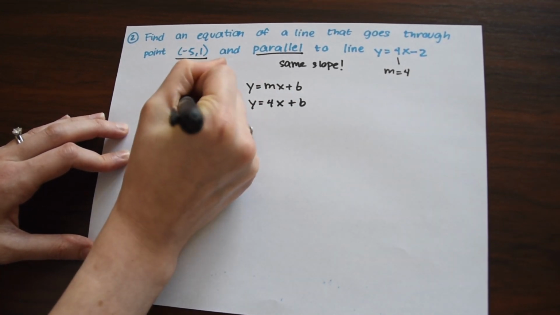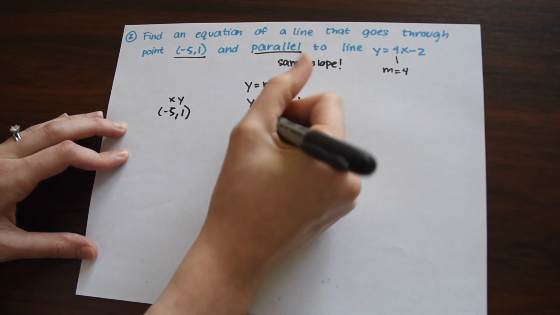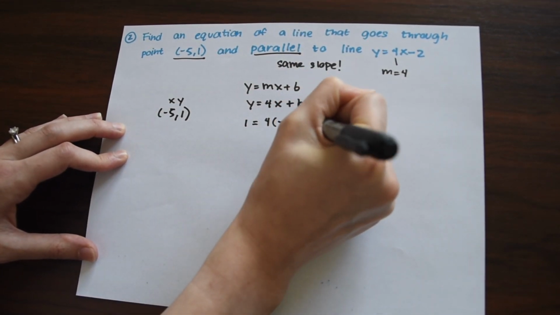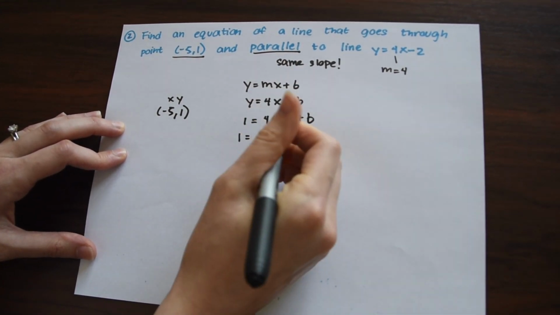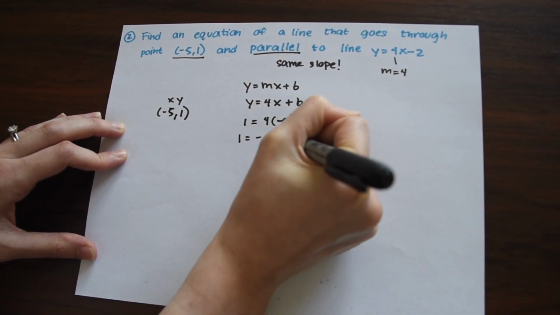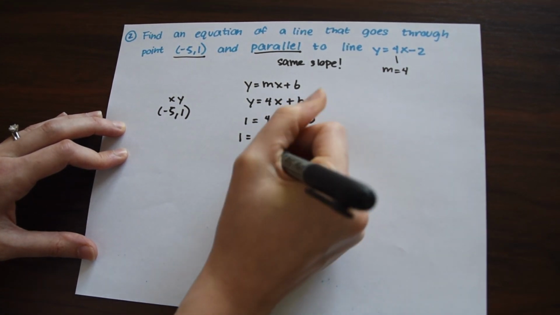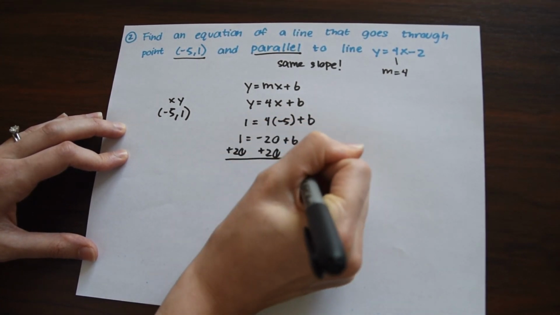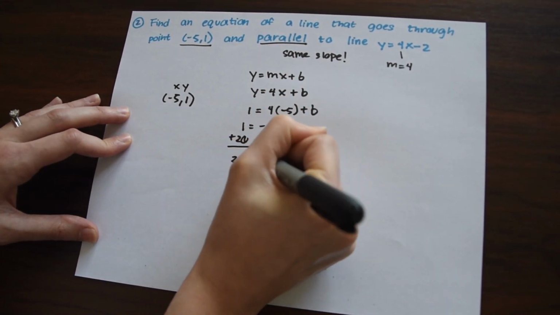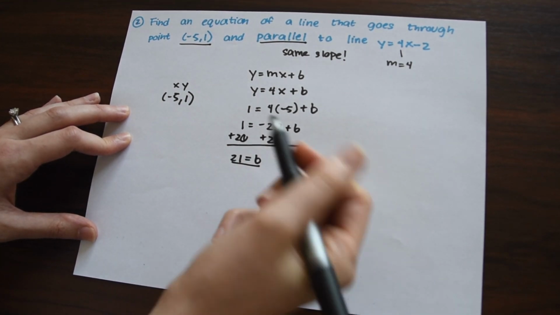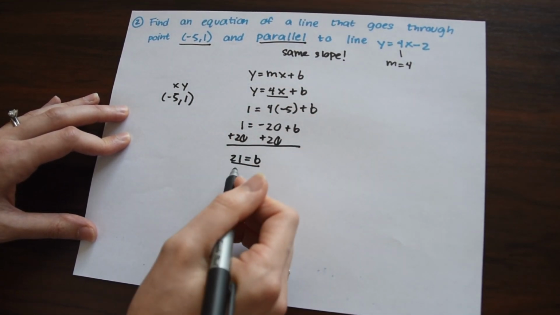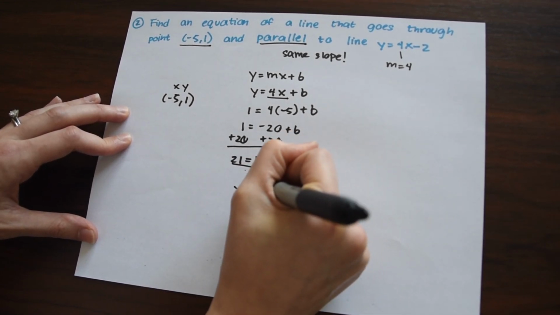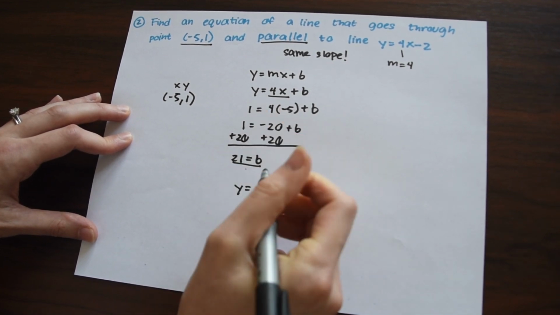So for x we have negative 5, for y we have 1, so 1 equals 4 times negative 5 plus b. Multiply these two, you get negative 20 plus b. To get b alone, we're just going to add 20 to both sides. Sorry, I got ahead of myself there. So now we have 21 equals b, and we have everything we need, right? We know that the slope is 4, and we know that b is 21, so we can put this all together, and we have y equals 4x plus 21.